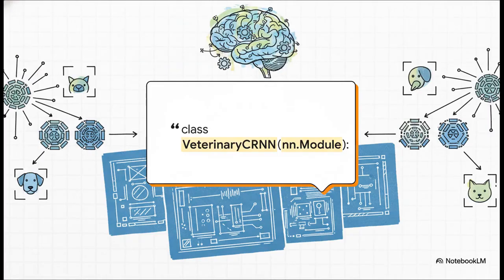And this little line of code right here, this brings it all together. This is the official name on the blueprint for our unique creation. It's a CRNN, a convolutional recurrent neural network. This is the hybrid brain we've just designed from scratch.